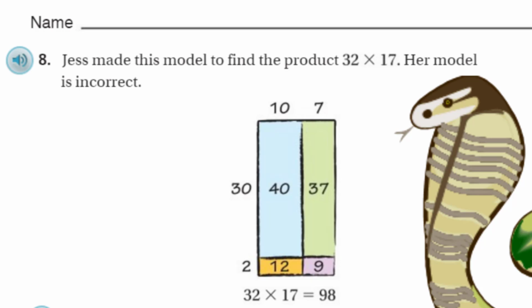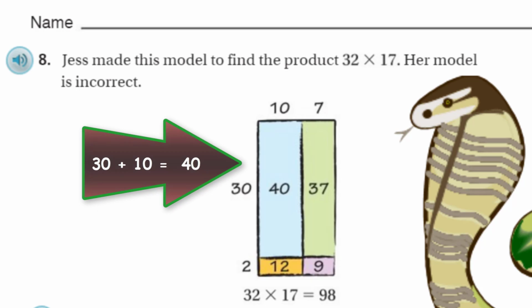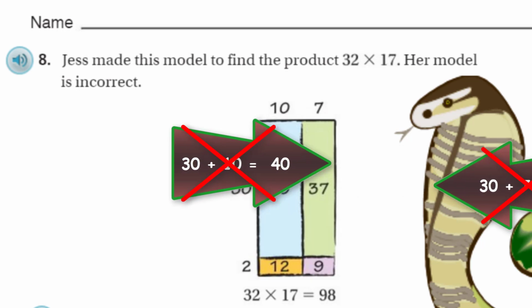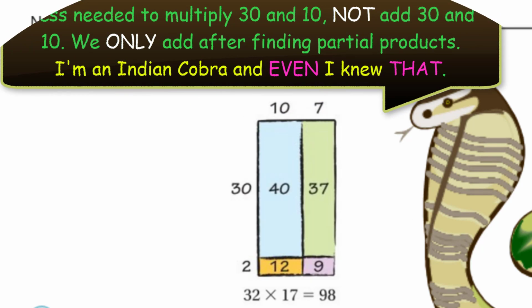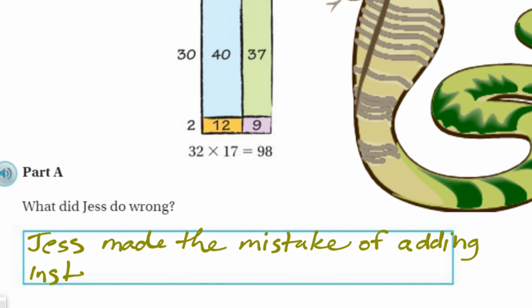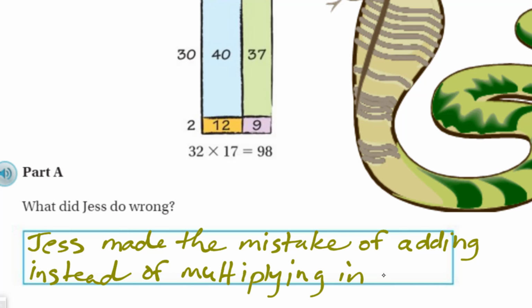Oh, I can see what you did. She just added, she didn't multiply. 30 plus 10 is 40. 30 plus 7 equals 37. Her mistake was that she added instead of multiplied. So let's go ahead and write those notes down. So we have Jess made the mistake of adding instead of multiplying in her model.